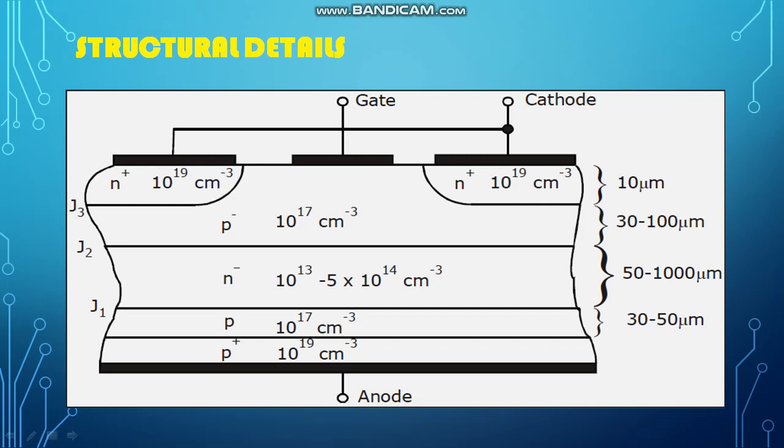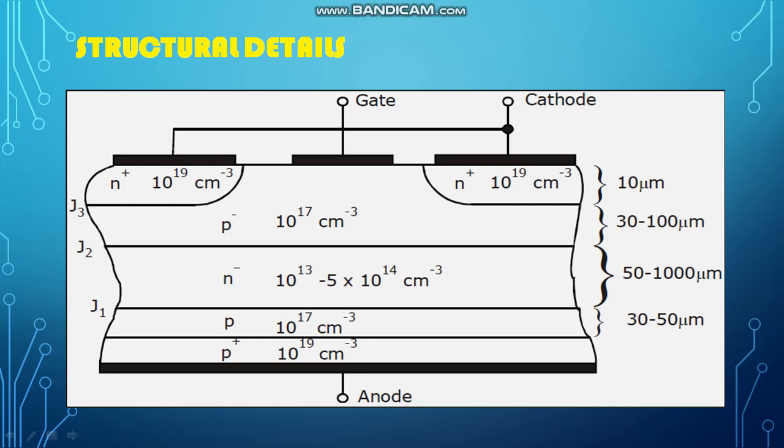Okay, this is normal material P, 10 raised to 17. This is lightly doped. This is lightly doped. So it is 10 raised to 13 to 5 into 10 raised to 14 per cm cube. This is again lightly doped, 10 raised to 17, and this is the N layer, which is again highly doped, 10 raised to 19. What about the width?